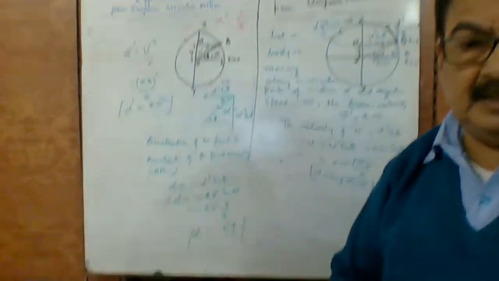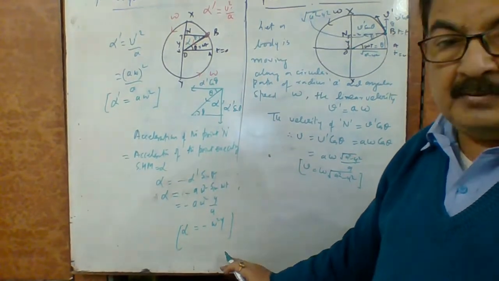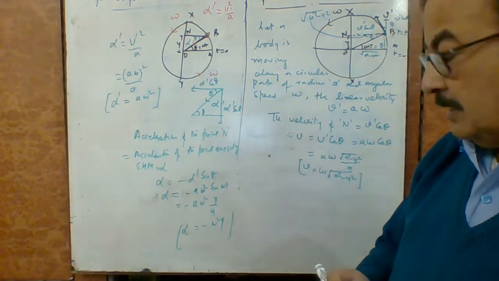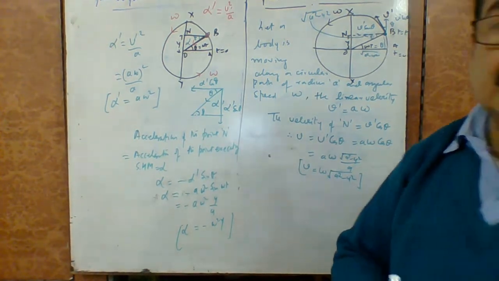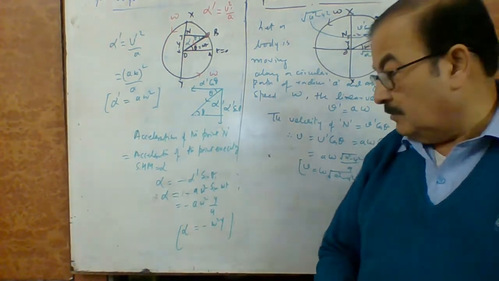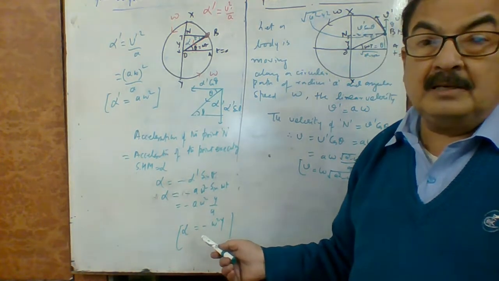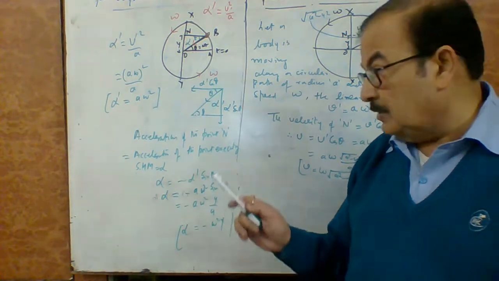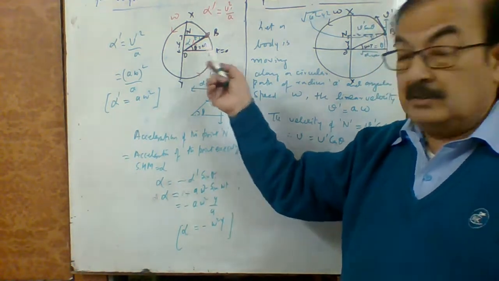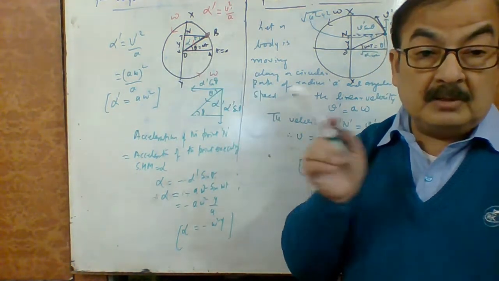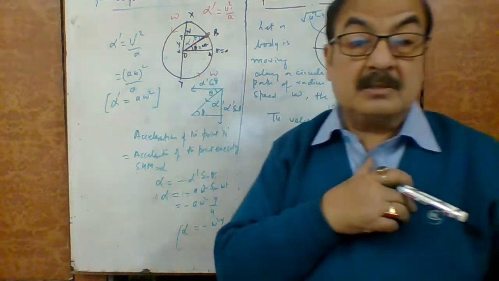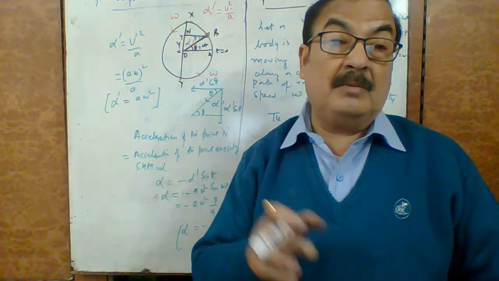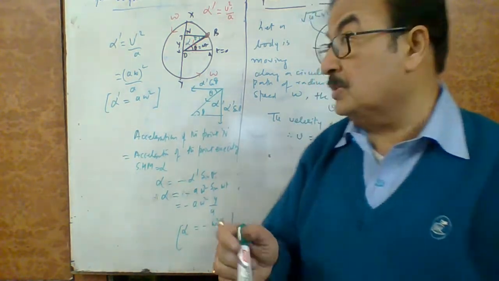From this we can very easily conclude, whenever we get this formula, that the acceleration of the body is always restoring in nature because of this minus sign, and it always moves toward the mean position, the origin. It moves toward the origin, meaning towards the point from where we start the simple harmonic motion.